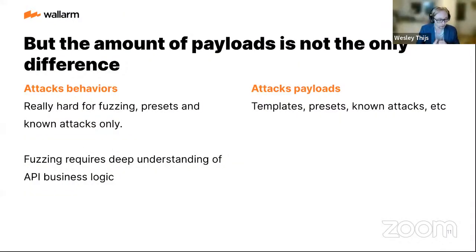The amount of payloads is not the only difference, of course. The attack behaviors are also different, because fuzzing also requires a deep understanding of the API business logic because, of course, you want to fuzz the correct things. If you want to attack something, you want to fuzz the business logic of that API. Attack templates or attack payloads consist of templates, presets, known attacks, etc.